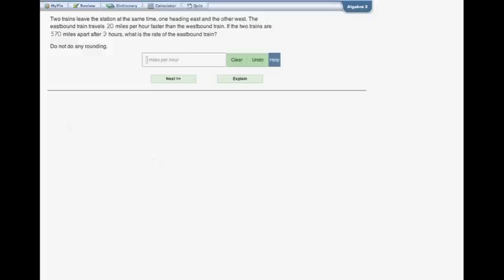Two trains leave the station at the same time, one heading east and the other west. The eastbound train travels 20 miles per hour faster than the westbound train. If the two trains are 570 miles apart after 3 hours, what is the rate of the eastbound train? Do not do any rounding.